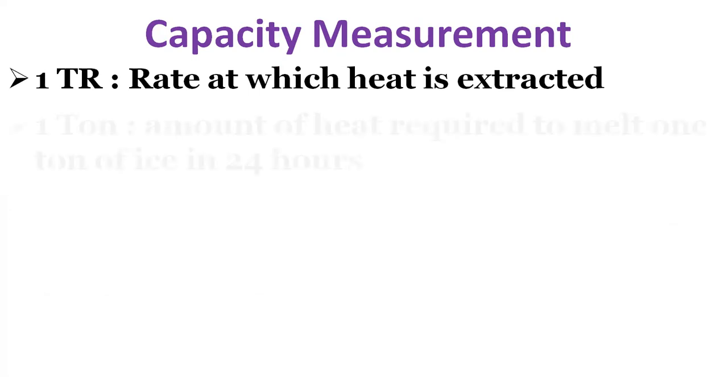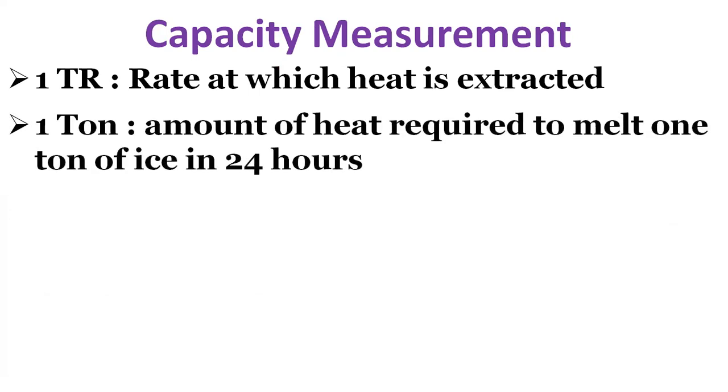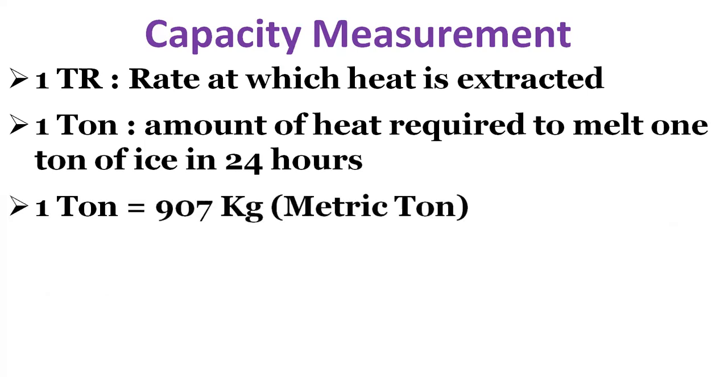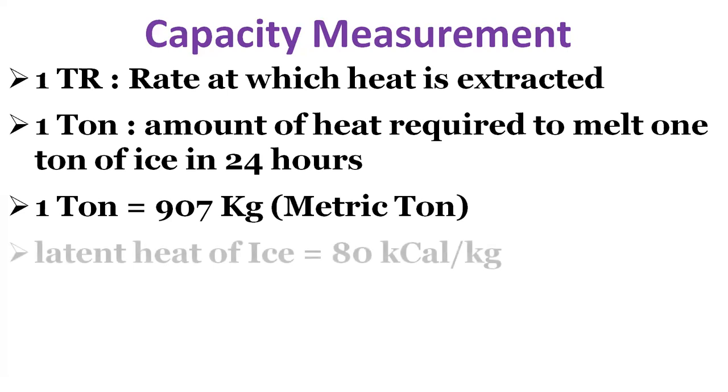Now let us understand the capacity measurement of the refrigeration system. The capacity of household refrigerators is measured in liters of volume of the enclosed chamber which is to be cooled. The capacity of the air conditioning system is measured in terms of tons of refrigeration. The term 1 TR means the rate at which heat is extracted.